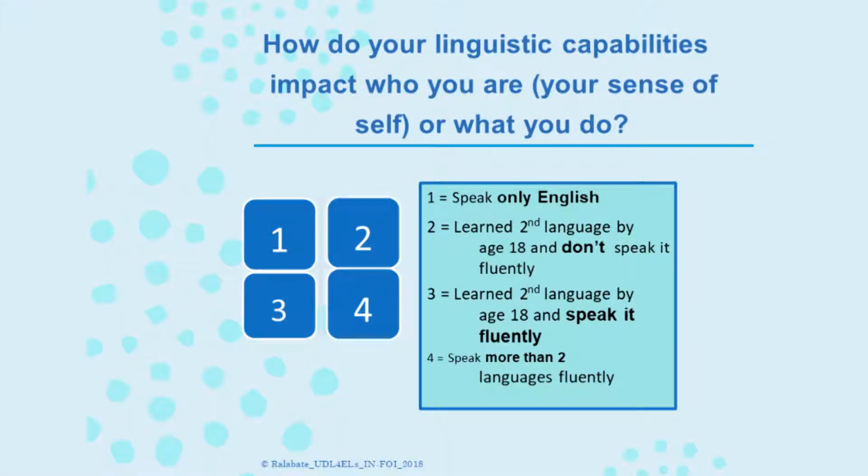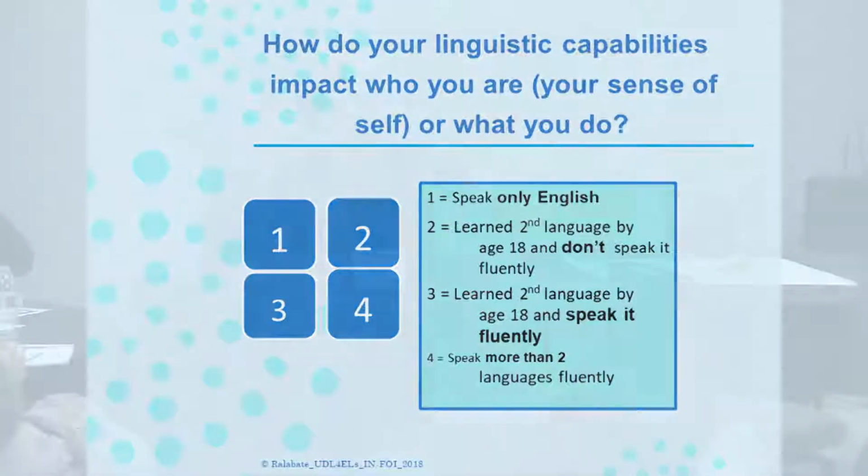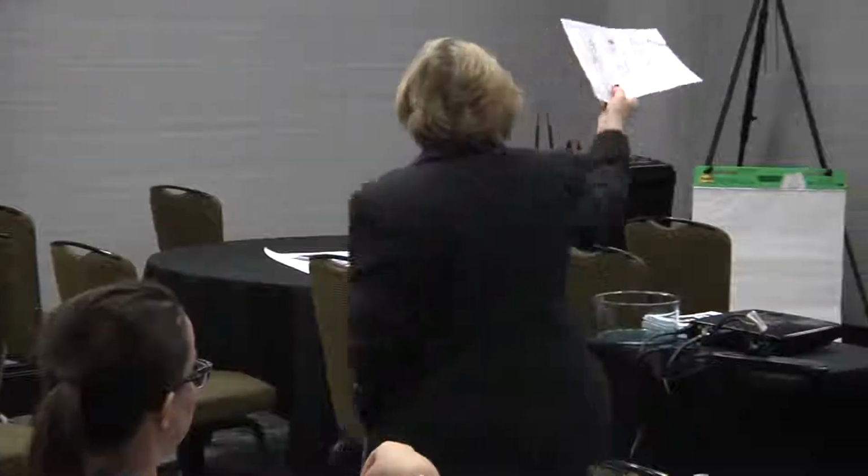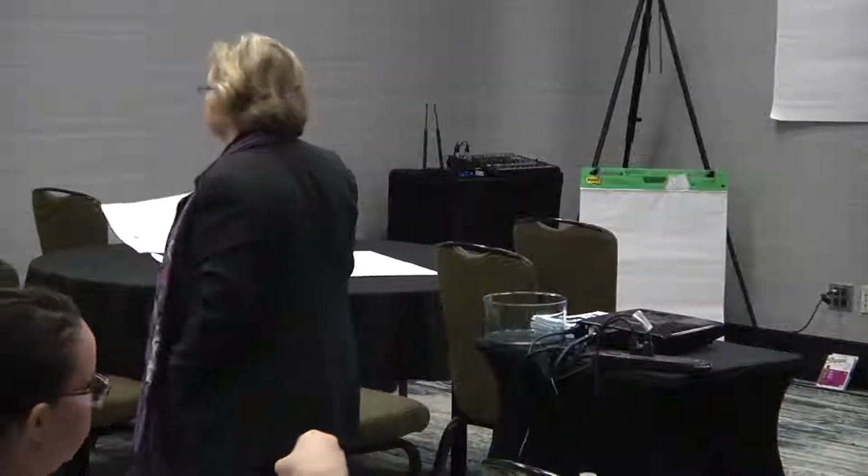Just to address the differences that might even be among us here in this room. Number one, I speak only English. It's the only language I've ever attempted to learn. Number two, by the time I was 18, I had learned another language, but I don't speak it fluently. Number three, over here, I learned a second language by the time I was 18, and I speak it fluently, at least one other language. And up in the front, I speak more than two languages fluently. Choose which one of those relates to you.